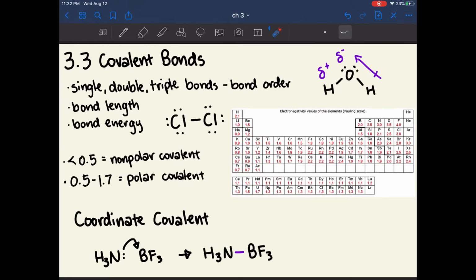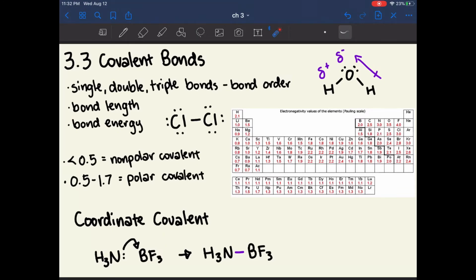So in covalent bonding, it's possible to form single, double, and triple bonds. And this is referred to as the bond order. So a bond order of 1 would mean a single bond, and a bond order of 2 would mean a double bond, which just means the number of bonds that are between two atoms. So bond length refers to the distance between the two atoms in the bond.